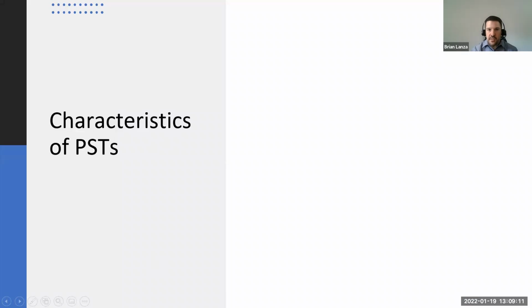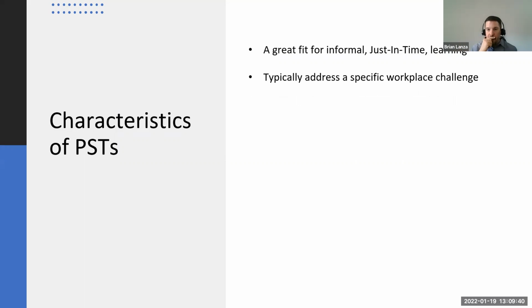Here are some characteristics to keep in mind. They're a great fit for informal, just-in-time learning, right? Again, think back to what we discussed previously about people having problems. What Malcolm Knowles said, people want to get answers to their problems, right? And what do they want? They want it right away. They want information. I want to Google it. I want to go to YouTube and get the information I need right away, right? So it's a great tool for just-in-time learning.